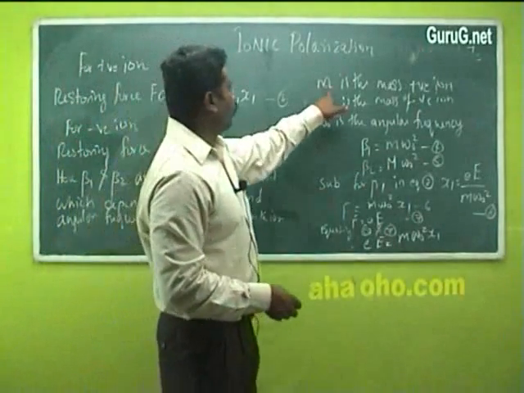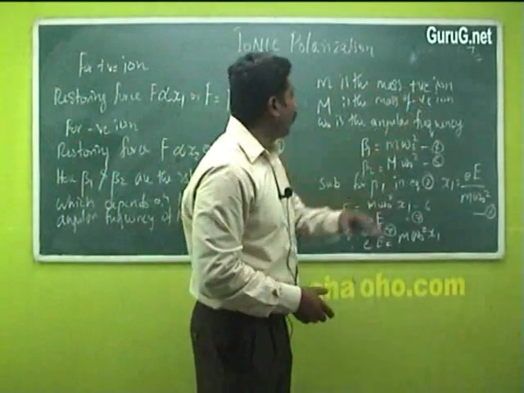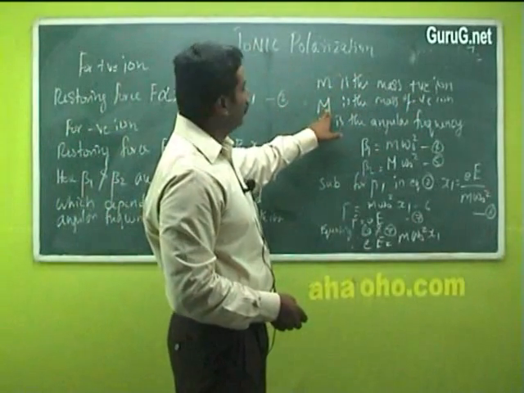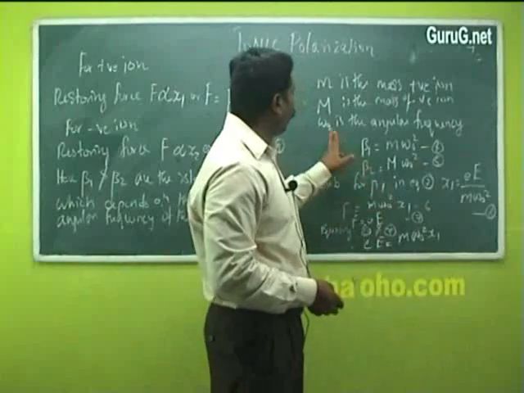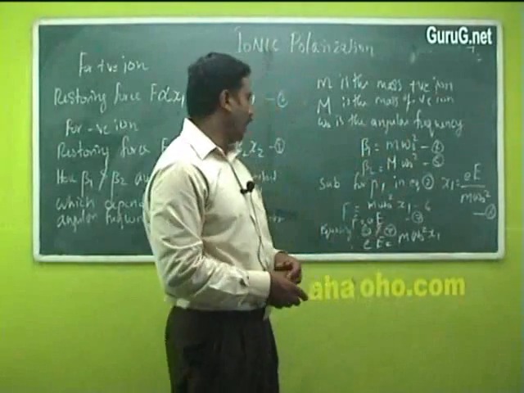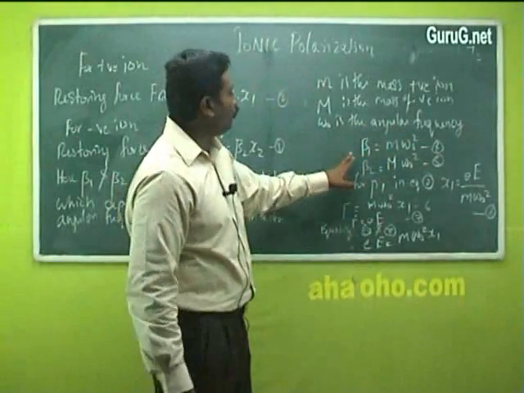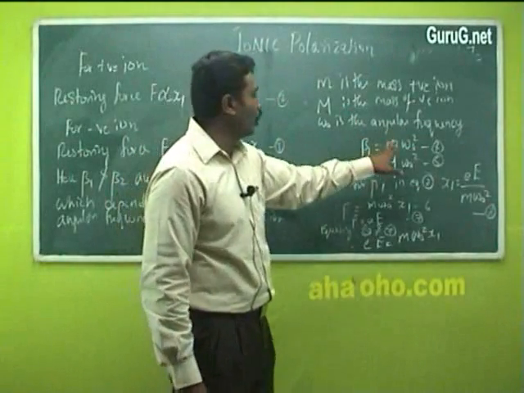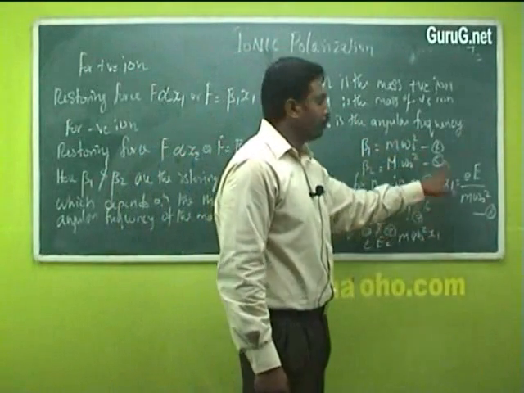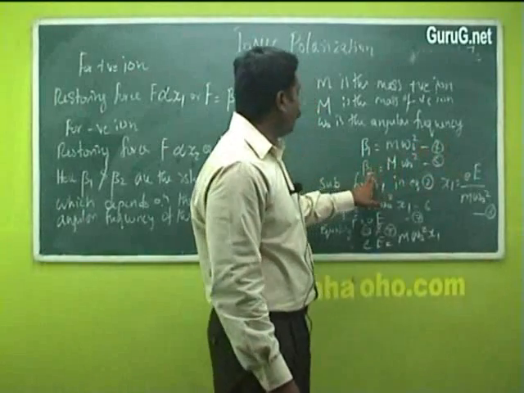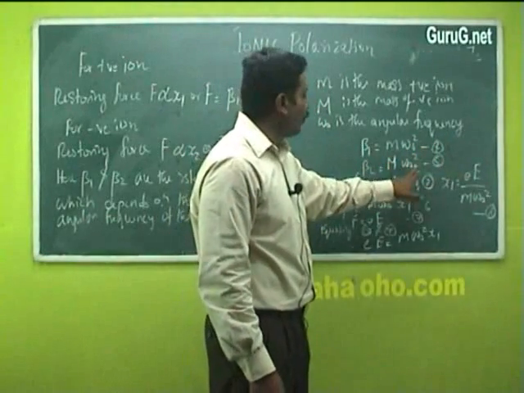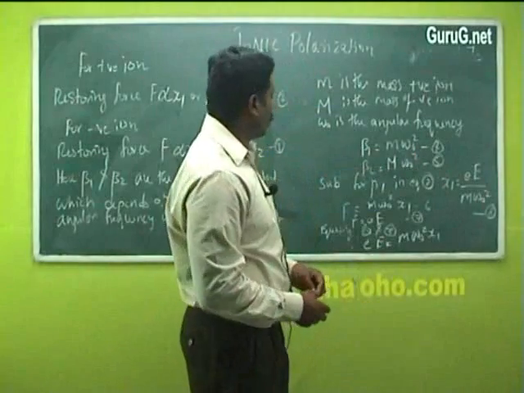So let us put small m as the mass of the positive ion and capital M as the mass of the negative ion, and omega naught is the angular frequency. Therefore the restoring force constant beta 1 is equal to m omega naught square. Put this as equation number 4. And beta 2 is equal to capital M omega naught square. Put this as equation 5.